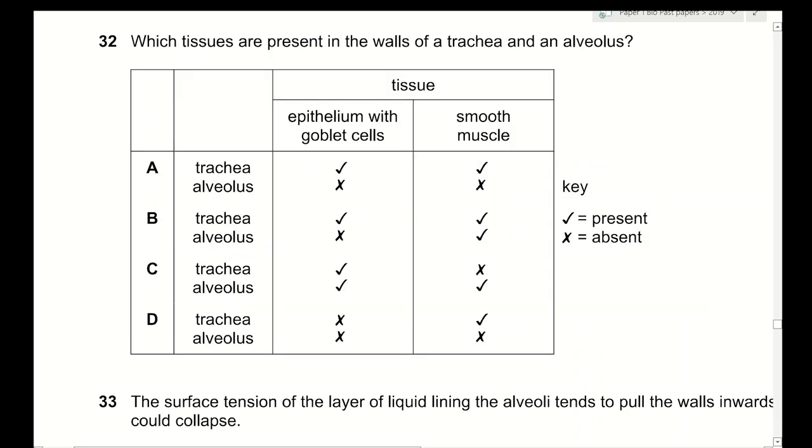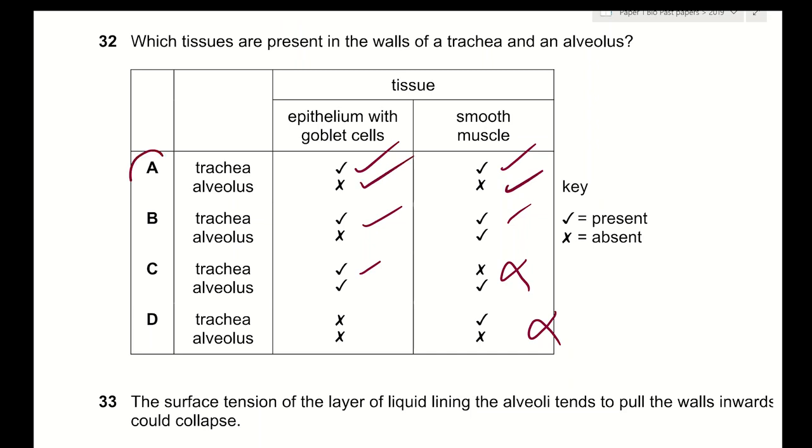Question number 32, which tissues are present in the walls of a trachea and an alveolus? So, trachea contains, yes, goblet cells and smooth muscle and cilia. So, trachea is going to be correct here. This is incorrect, and this is going to be incorrect. And for an alveolus, it does not contain goblet cells or smooth muscle whatsoever. It only contains a layer of squamous epithelium. Therefore, this is going to be correct too, and the answer is going to be A.